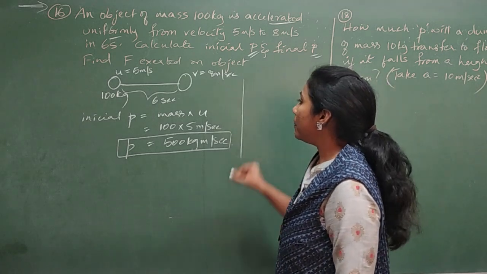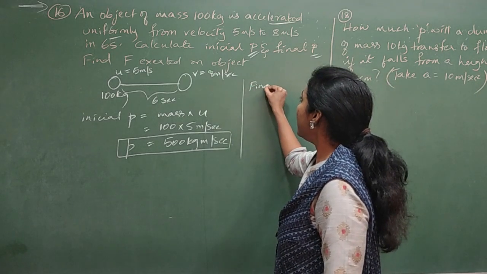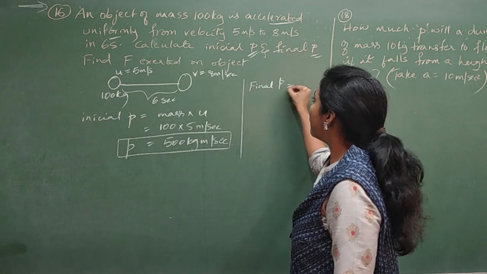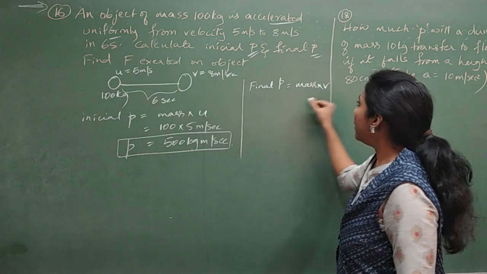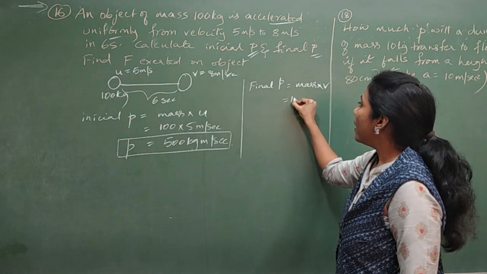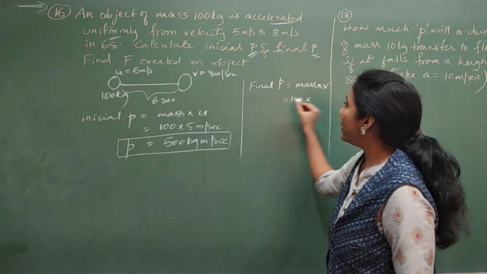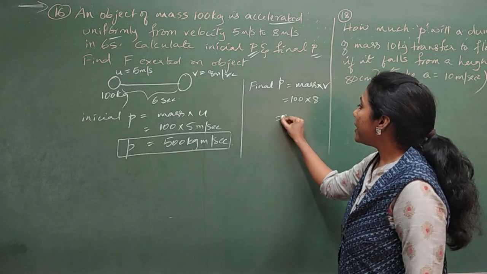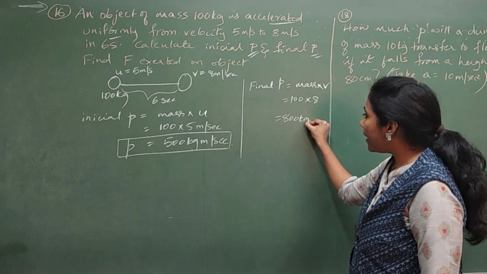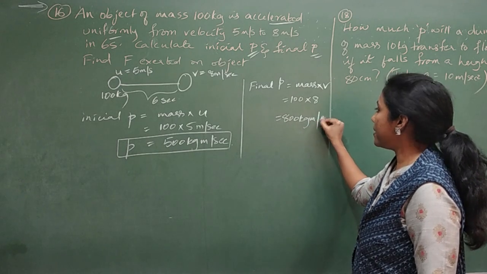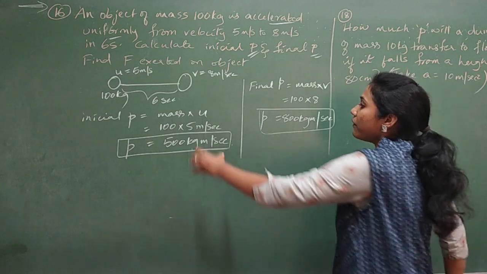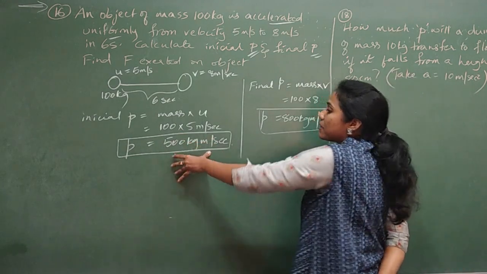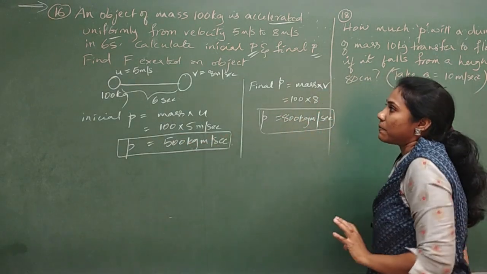Similarly, find the final momentum. So final momentum is equal to mass into final velocity. What is the final velocity? Mass is 100 into final velocity is 8. So it is 800 kg meter per second. So this is final momentum. Initial momentum is this much. Final momentum is this much.